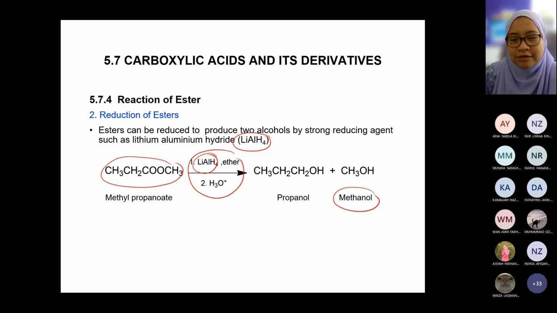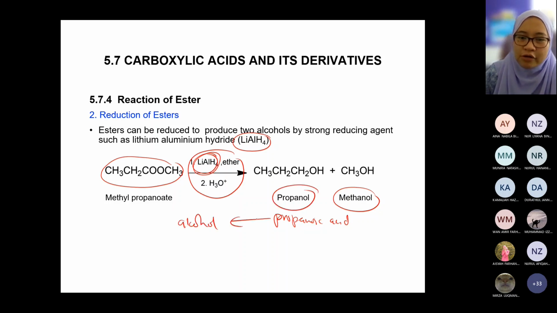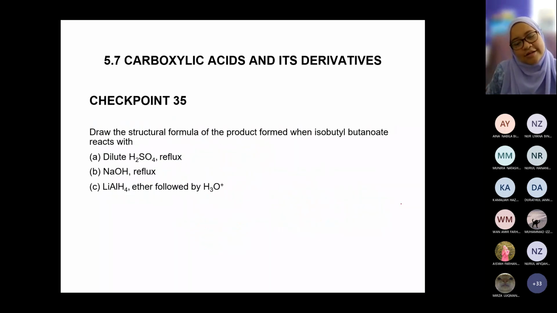Tapi carboxylic acid, propanoic acid, it can be further reduced sebab dia react dengan reducing agent. It can be further reduced to alcohol. In this case, it is propanol, primary alcohol. Okay, alright. So we have checkpoint 35.